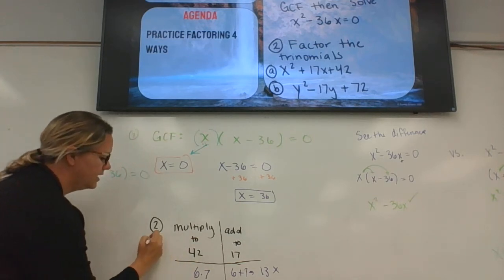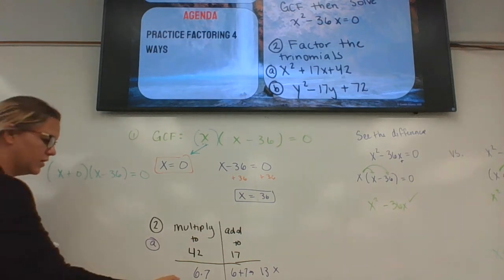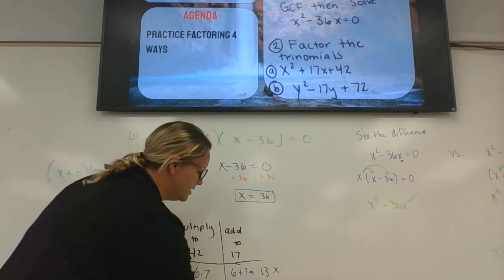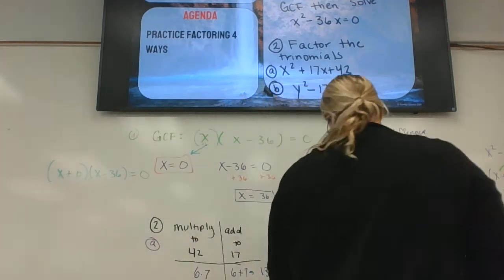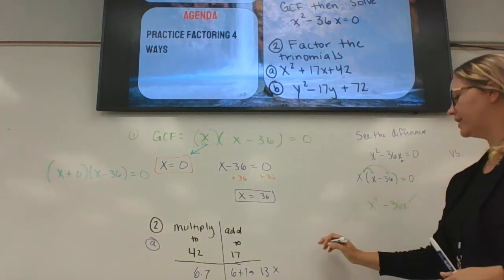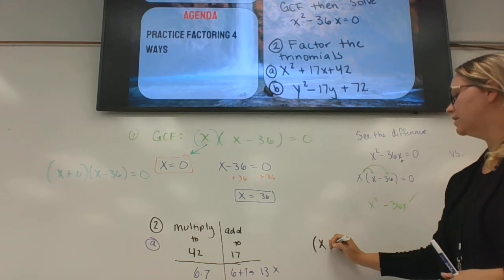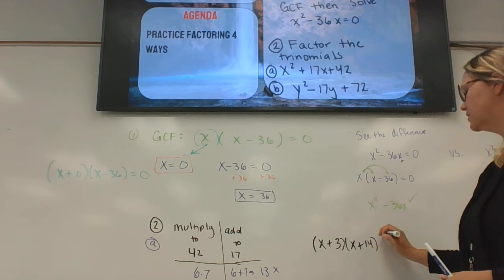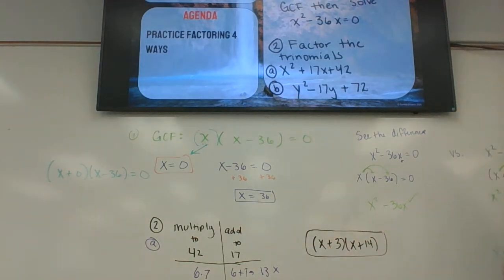Oh yeah, this is A. 3 times 14 is 42, and 3 plus 14 is 17. That works. So here our factors will be x plus 3 and x plus 14. And I could FOIL that to check it.